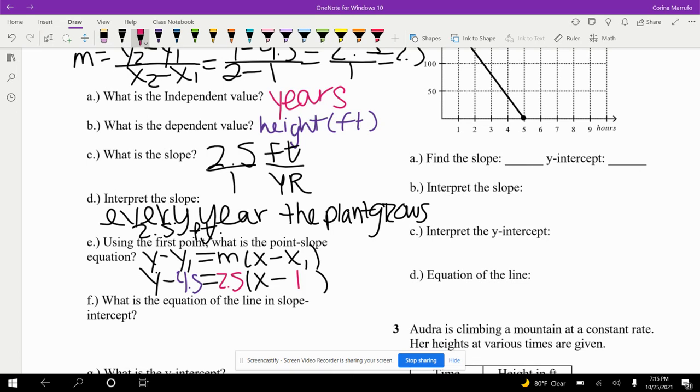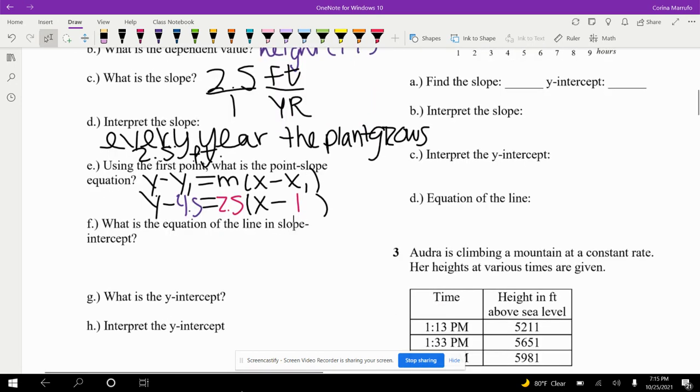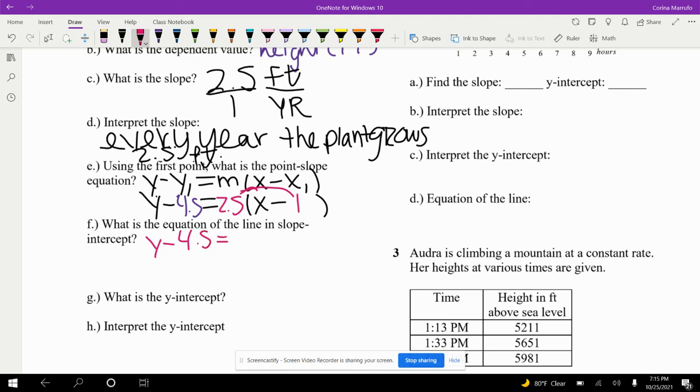Okay, then it says, what is the equation of the line in slope intercept form? So I'm going to go ahead and distribute the 2.5 to each one first. And so we get y minus 4.5 equals 2.5x minus 2.5. Then we add the 4.5 to both sides. Plus 4.5, plus 4.5. And we get y equals 2.5x. Okay, because it canceled out here. And then minus 2.5 plus 4.5 is going to give us 2. Then it says, what is a y-intercept? Well, the y-intercept is 2.